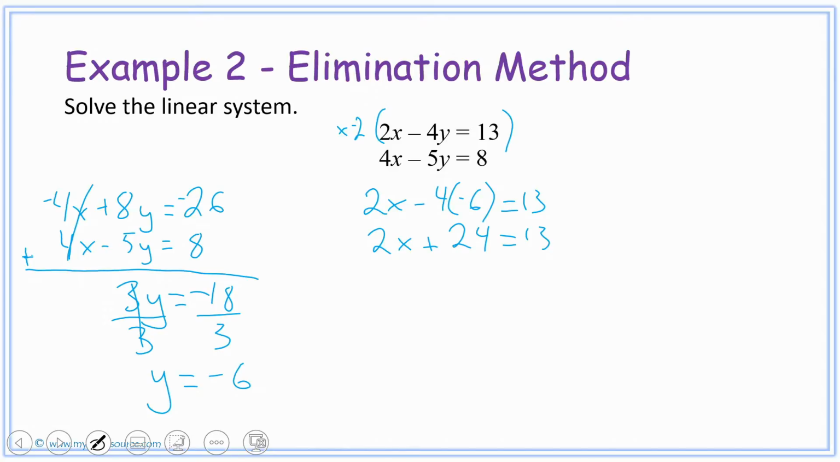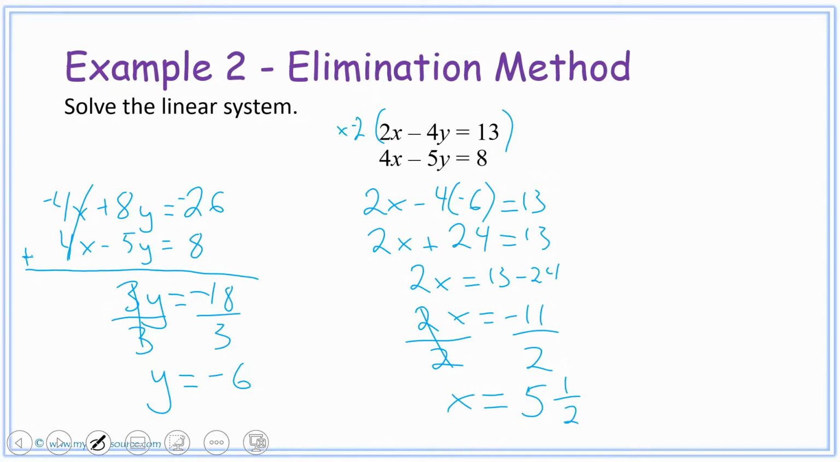We can collect the like terms. So we have 2x is going to be equal to 13, subtract 24. And so 2x is going to equal, therefore, to negative 11. And then we're going to divide both sides by 2. So x is equal to negative 11 over 2. As a mixed number, 2 goes into 11 5 times with 1 left over. So negative 5 and a half.